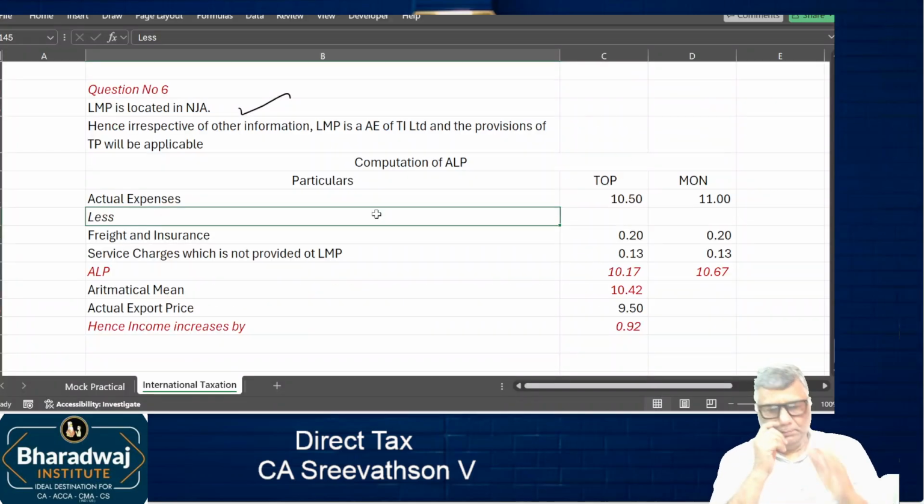Answer. Unless asked for, 1 crore increase allowed, 92.